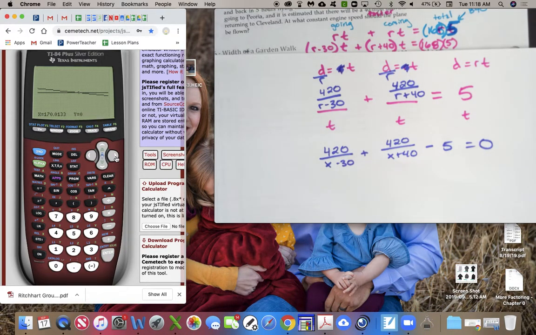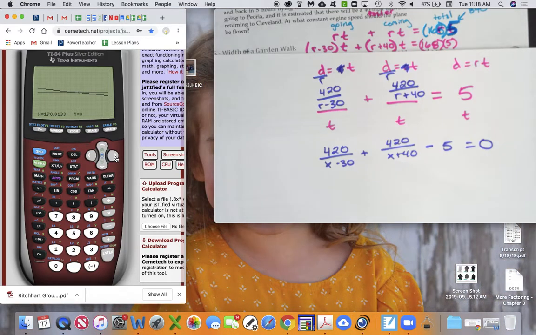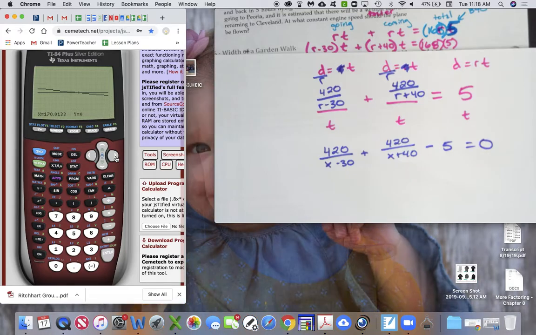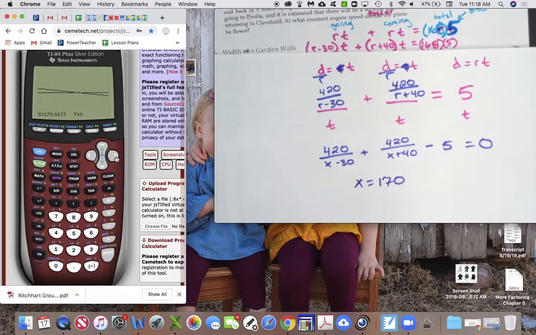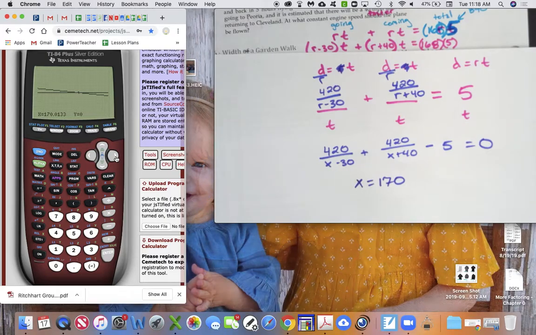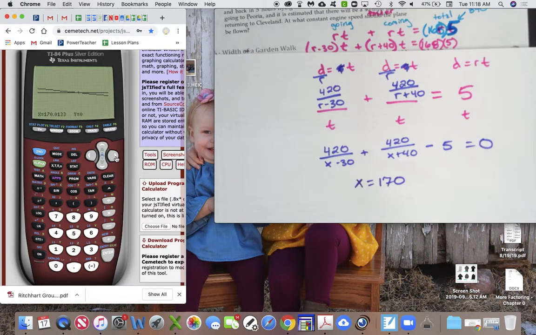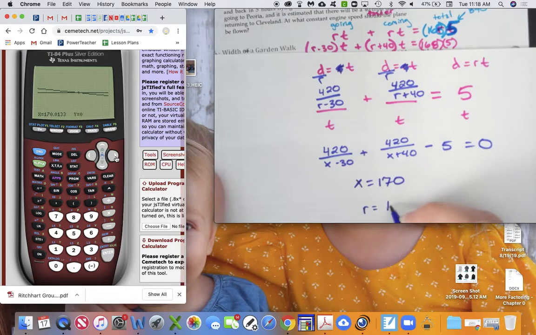170 is where I think he crosses. If you look at it, it is 170 indeed. So where does this go? Okay, so what does that mean? X equals 170. What does that mean? It's R. Is that what we decided it is? What does R stand for? R stands for how fast I'm going. So I'm going 170 miles per hour.